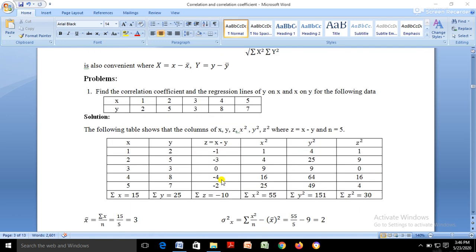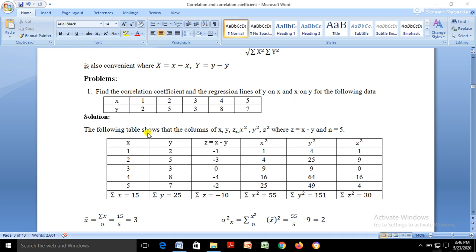So let us solve the example. Problem: find the correlation coefficient and regression lines of y on x and x on y for the following data. The data are x: 1, 2, 3, 4, 5, and y: 2, 5, 3, 8, 7. By these two data we find the correlation coefficient and the lines of regression y on x and x on y. So first we find the correlation coefficient, meaning we first find r, then the line of regression.